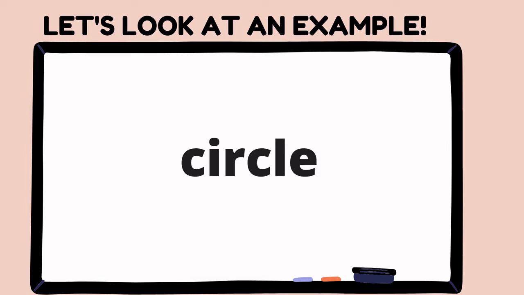So the first example I'm going to show you is the word circle. This word has two C's in it. The first C is not making the k sound, but it's making the s sound because it comes before the letter I. The second C is making the k sound.